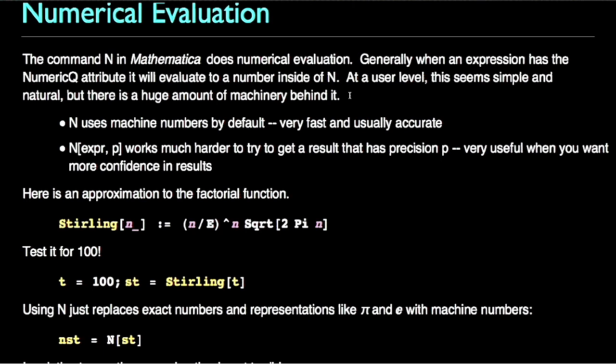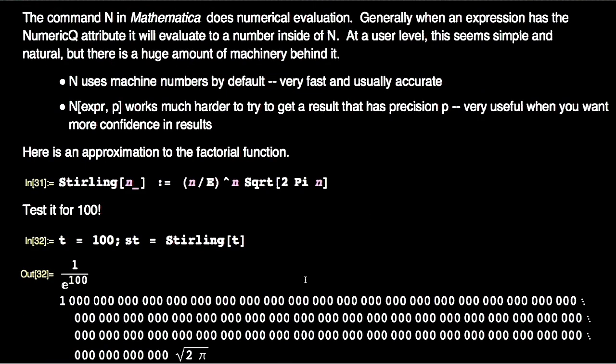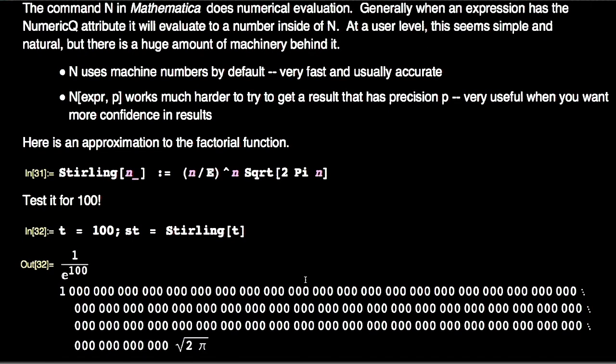Okay, so let's take an example of n. This is Stirling's approximation of the factorial function, just a simple way of writing it. So let's enter this. If I give it an exact value t of 100, it just evaluates, and I have an exact thing in terms of representations and actual big integers.